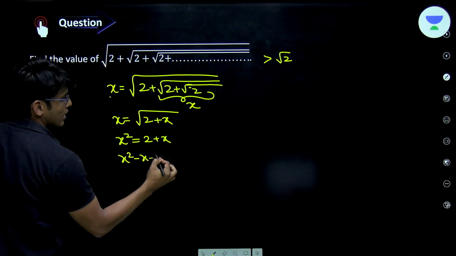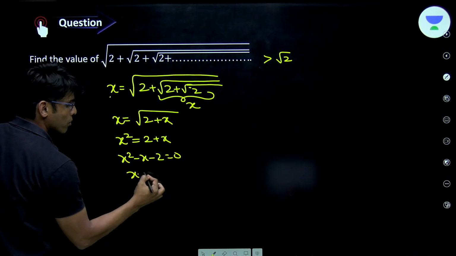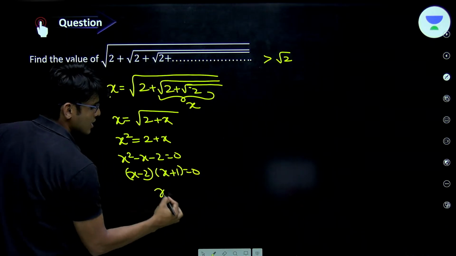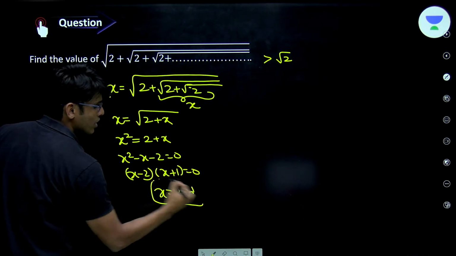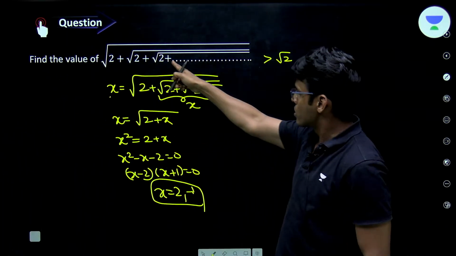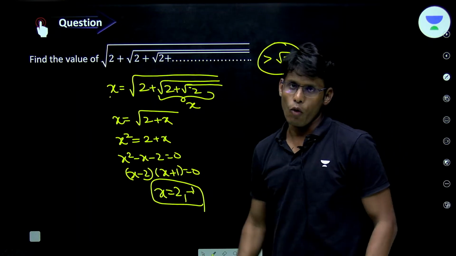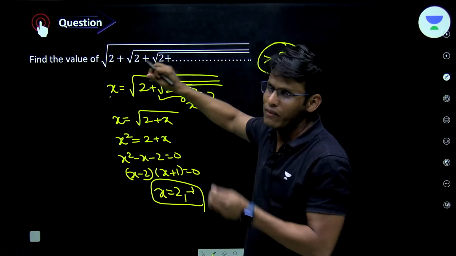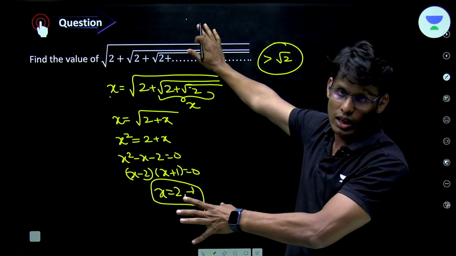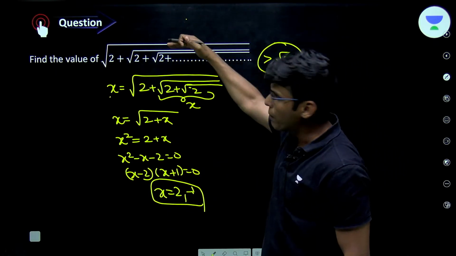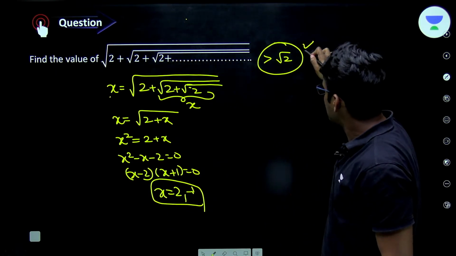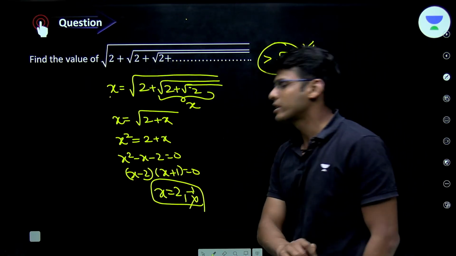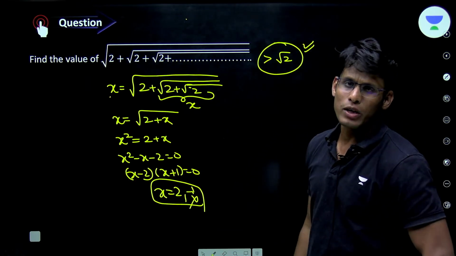You will get this quadratic equation. Now, this is the problem here. You are saying that the answer is x is equal to 2 and minus 1. Now, what I am saying is, in the mother equation, we had this condition. What is the mother equation? The mother expression or equation is something which is given in the question, right? So, in the mother expression, we noted that this expression is greater than root 2. So, we have to reject this solution.